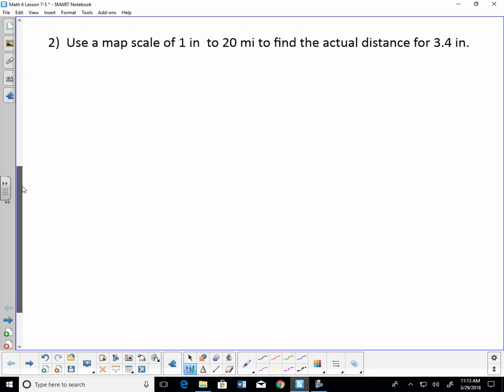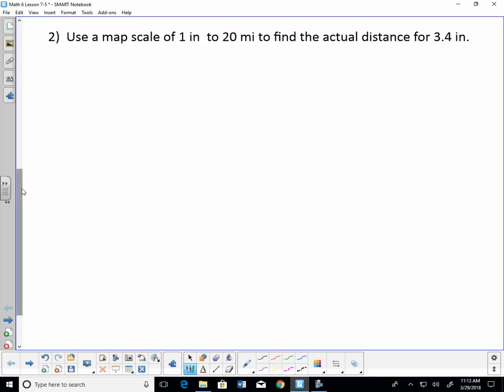Now you can use scales on maps and all kinds of things to be able to solve problems. It says use a map scale of 1 inch is equal to 20 miles to find the actual distance of 3.4 inches. If you were to look on a regular map, like in your geography book or your history book, they will often put a scale on your map so that you can tell how big or small something actually is. So if my scale to my actual is 1 inch to 20 miles. Oops, not minutes, miles. So 1 inch is equal to 20 miles.